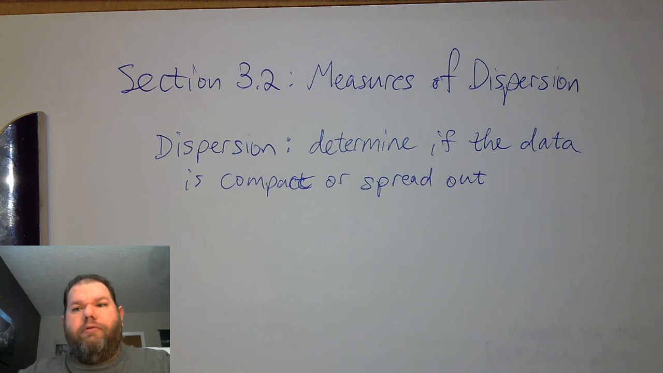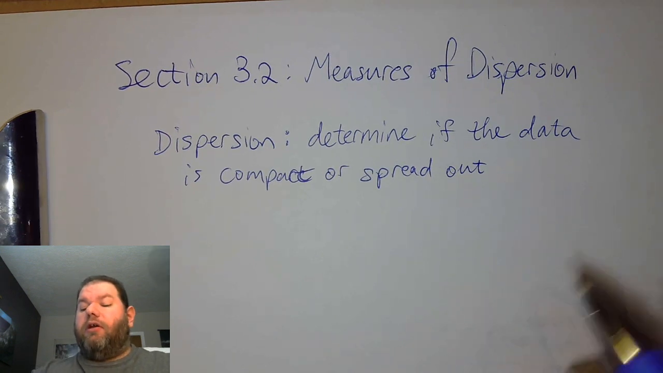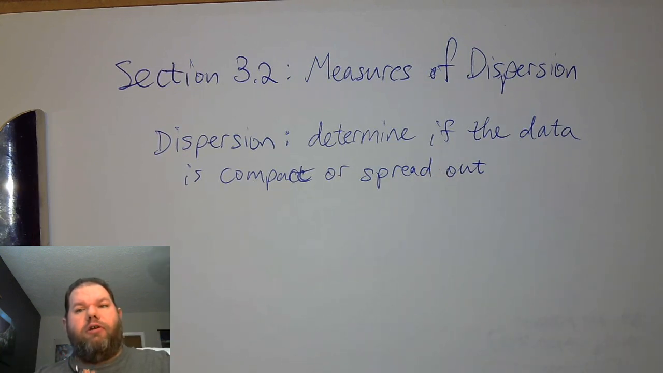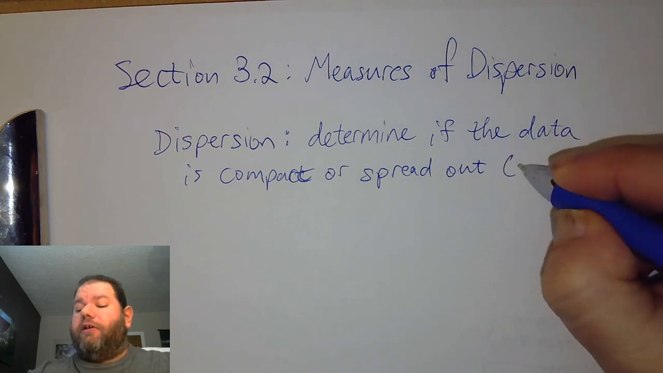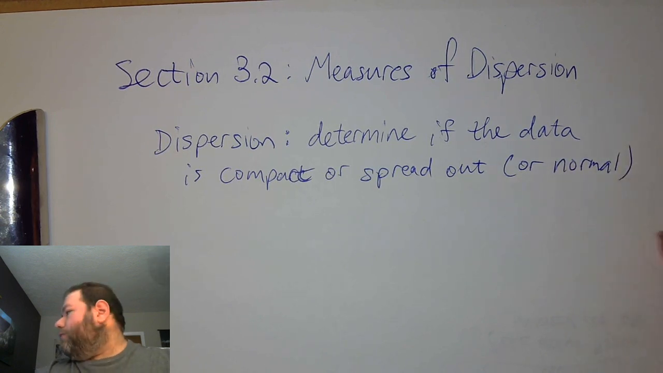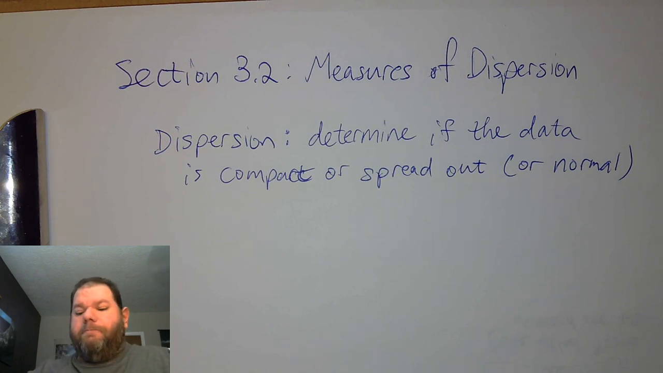Also, we're going to examine what's called the Empirical Rule, and basically how that helps us with what we call normal distributions. Because if the data is not compact or spread out, then in between there's one we call a normal distribution, and we'll talk about that in a moment. So technically there's a third option here, which means normal. Okay.